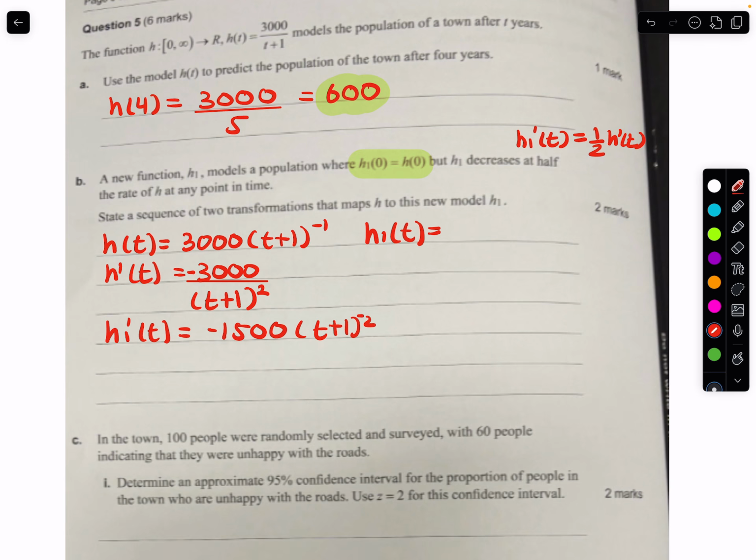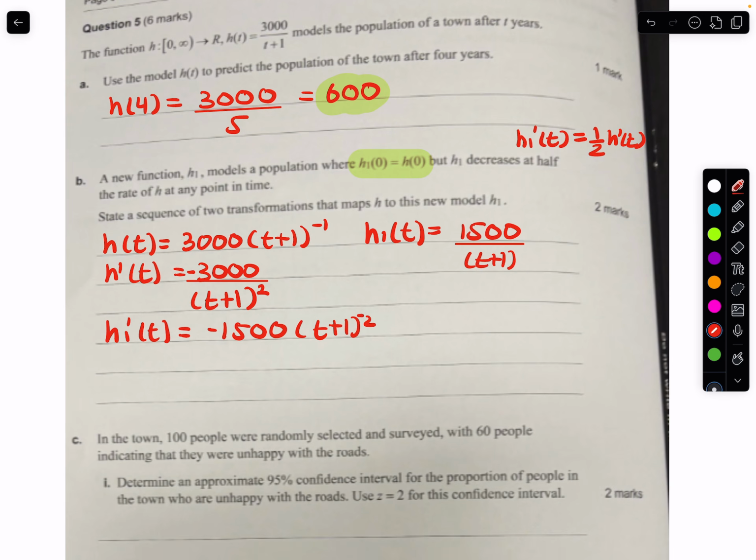So imagine anti-deriving this here. Remember that's the constant, so don't worry about that. You add 1 to this power, which gives negative 1. You derive the inside, which is just 1. You rewrite it to that new power, which is negative 1, so negative becomes positive. These cancel out. And then this thing here just goes to the bottom. It looks like this.